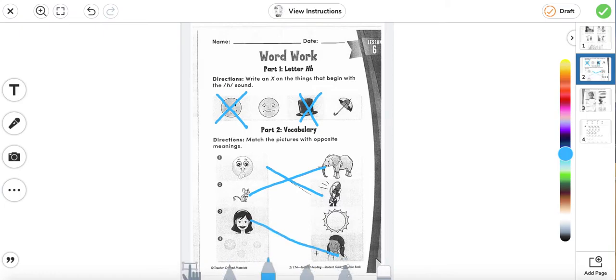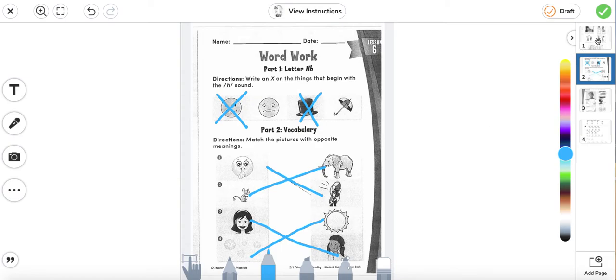Draw a line. Let's look at number 4. We see a picture of snow. And we know snow is cold. What is the opposite? Hot. Do you see a picture of something that is hot? The sun. Go ahead and draw a line. Great job, boys and girls.